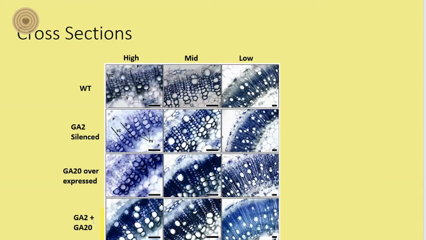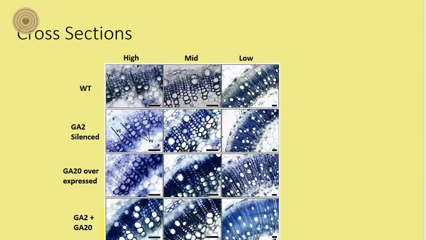So we have GA2 silencing, it stops the deactivation, and GA20 that promotes gibberellin production. And if we see in this direction, it's the upper, this is the high internode, middle of the plant, and this is the lower part.